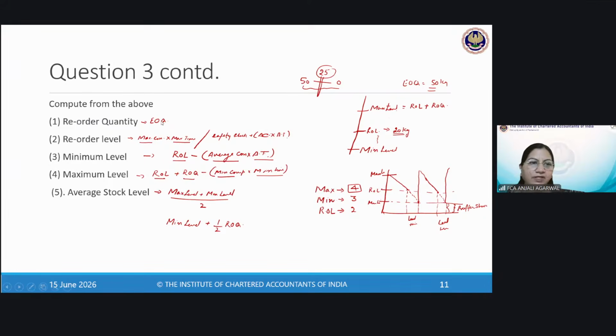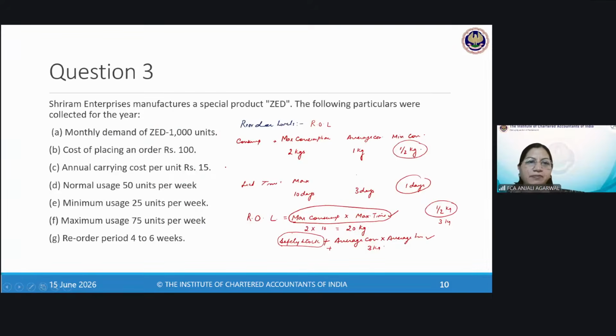Right? Now that you've understood the formulas, let's look at the question. Shriram Enterprises manufactures a special product Z. These are the following particulars collected for the year. Remember, this company manufactures a product Z. So Z becomes your finished goods. But here we are talking about raw materials.